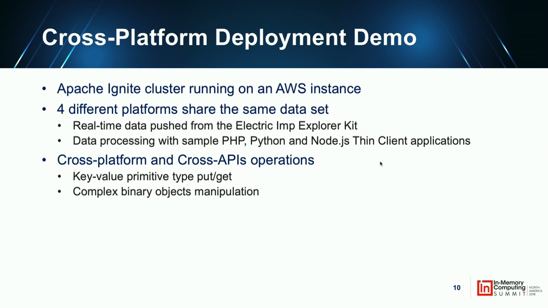And there are four different platforms involved in this demo. The first one is an Electric Imp device, an embedded device, which has a number of sensors on the board. One of them is a temperature and humidity sensor. It's connected to Wi-Fi, and it's streaming live data to this.